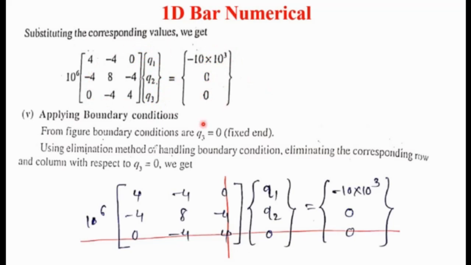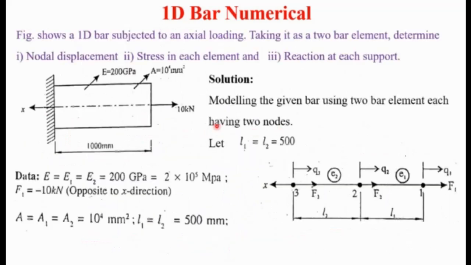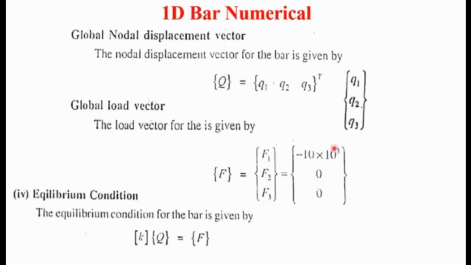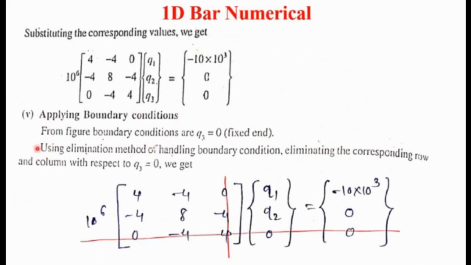Then the next step: apply boundary conditions. After preparing the equilibrium condition, we have to apply the boundary conditions. Here in this numerical, the bar is fixed at node 3. Therefore the displacement of the bar at node 3 is 0. This bar will not displace because it is fixed at node 3, so Q3 is equal to 0. Applying these boundary conditions from the figure, Q3 is equal to 0 as it is a fixed end.